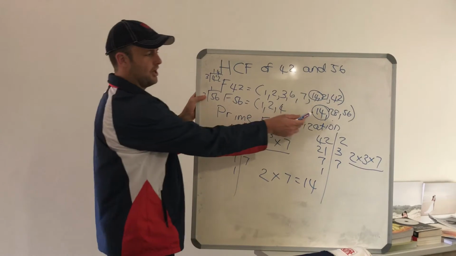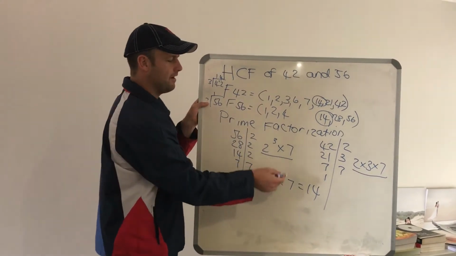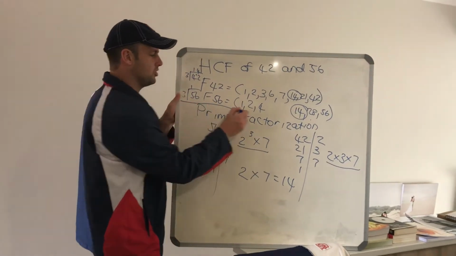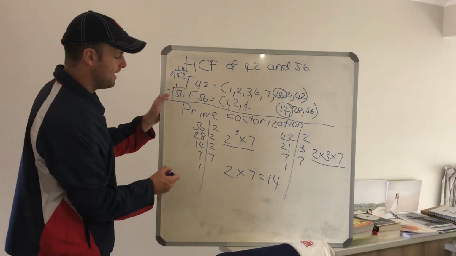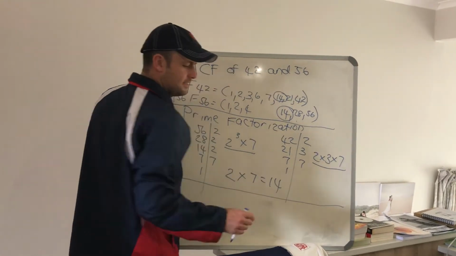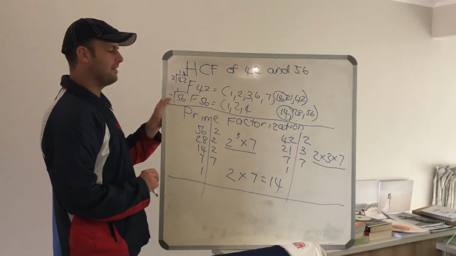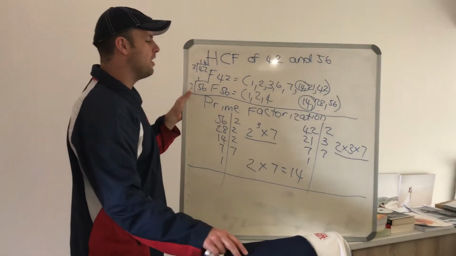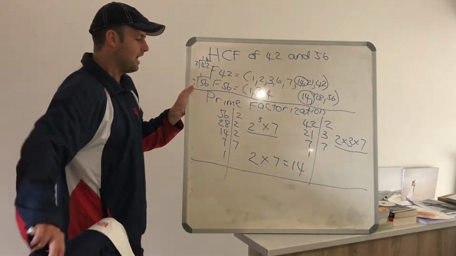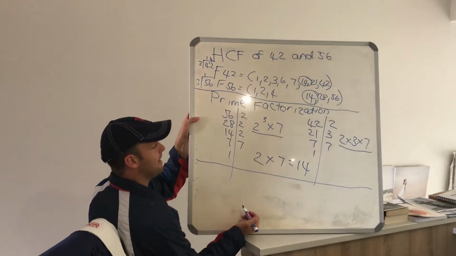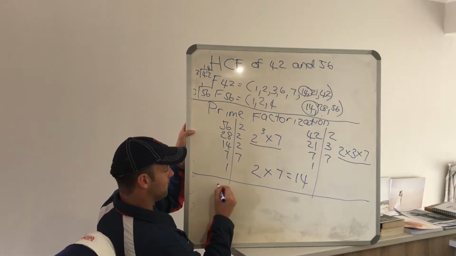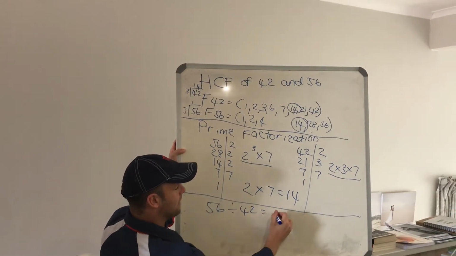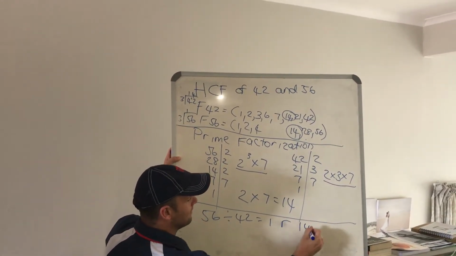So now we can see I got the answer of 14 using the factor method and 14 using the prime factorization method. The last method, which I'm going to show you, is the Euclidean method. I'll also call it the division method. How the division method works is you take the biggest number and you divide by the smaller number and you get 1 remainder 14.